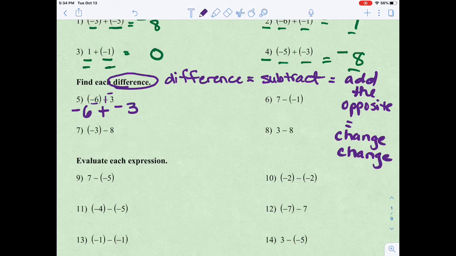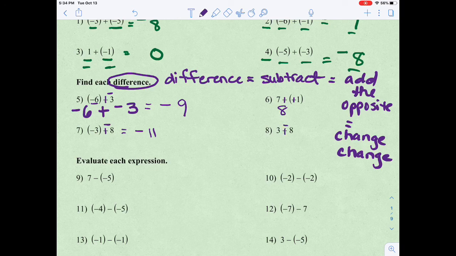That would equal, then we just go back up here, like signs add, right? Negative 9. Here I'm going to change. This just becomes 7 plus 1, which is 8. Here I have change. Now I have like signs. I have 2 negatives. So I'm going to get negative 11.